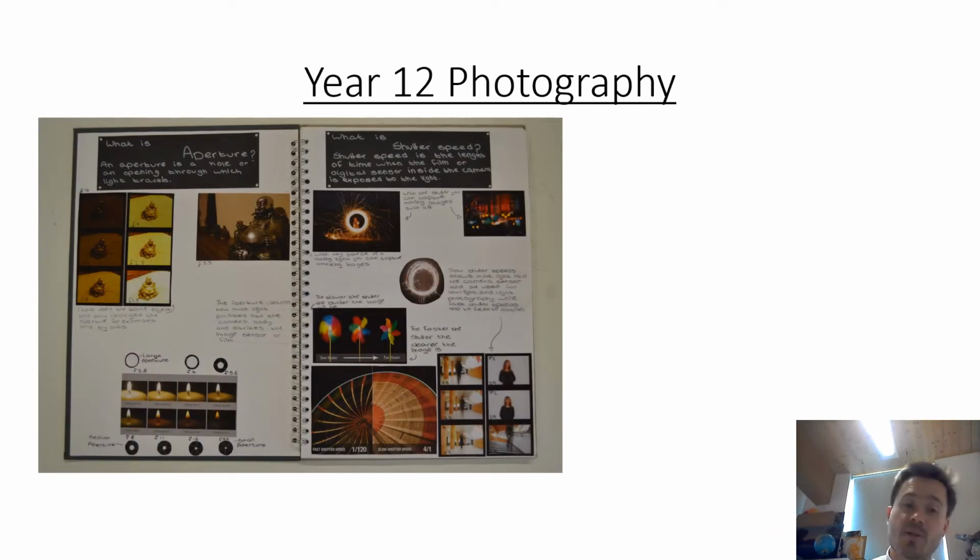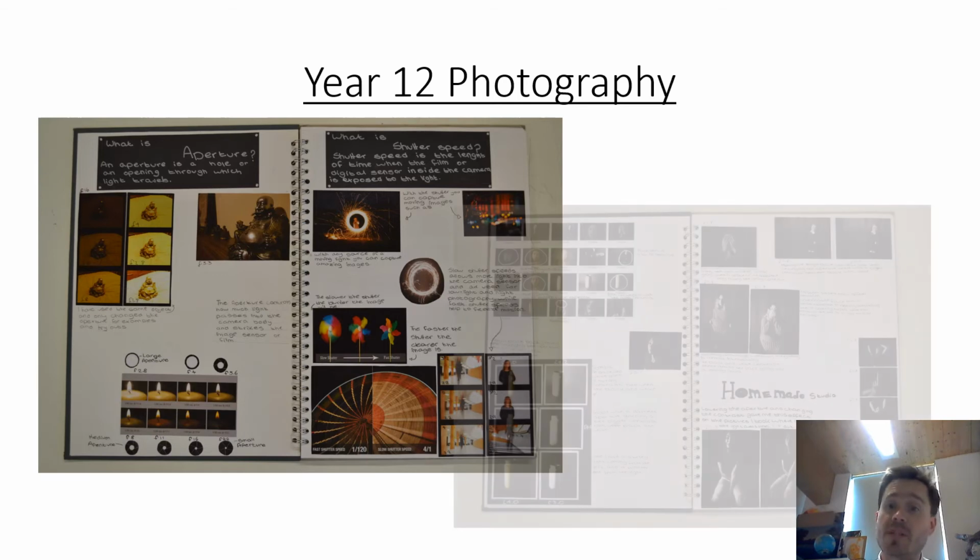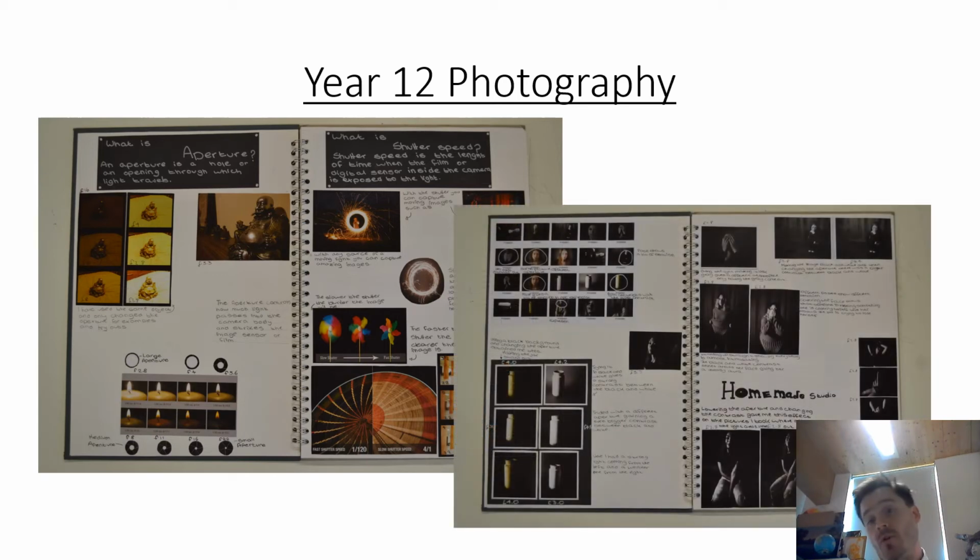Now, in year 12, you will also be shown how to use your camera a little bit more than maybe you did at GCSE. So, we'll be looking at things like aperture and shutter speed, so that when you're taking your photographs, you've got a really good understanding of how the camera works and how very often you can take lots of photographs without having to do too much editing in Photoshop.